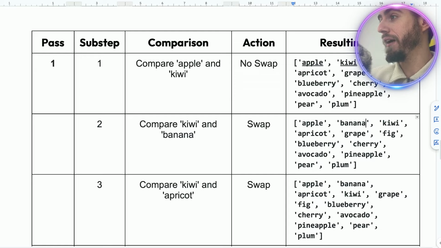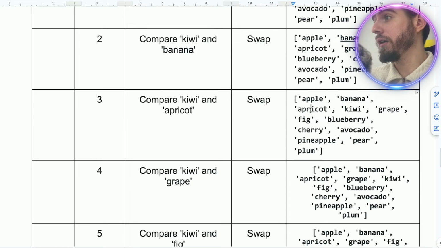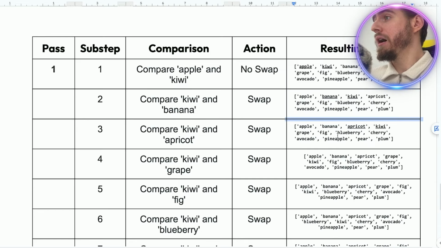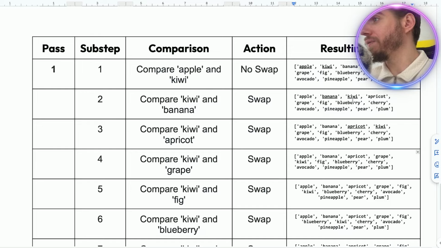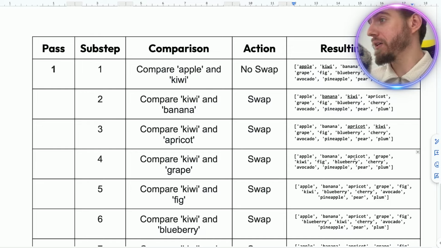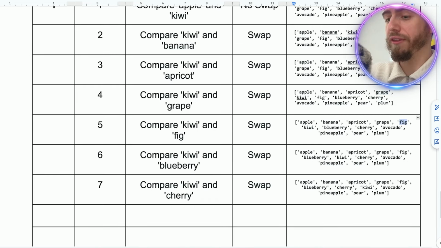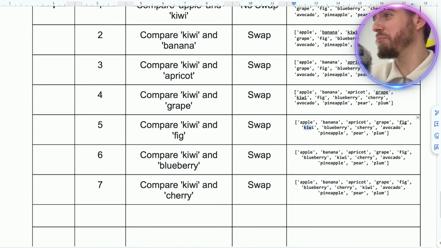Then we have banana and kiwi. Here we need to swap them. Kiwi and apricot. We are also swapping them. So we swapped kiwi and banana. We swapped apricot and kiwi. We are swapping kiwi and grape. We are swapping and fig. So the first pass is quite simple. Here nothing interesting is happening.